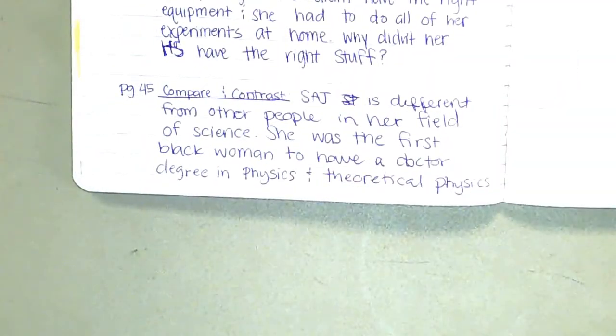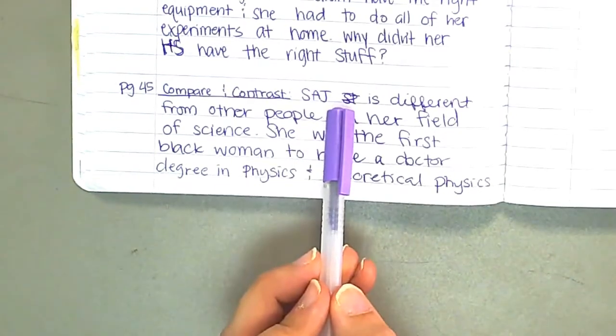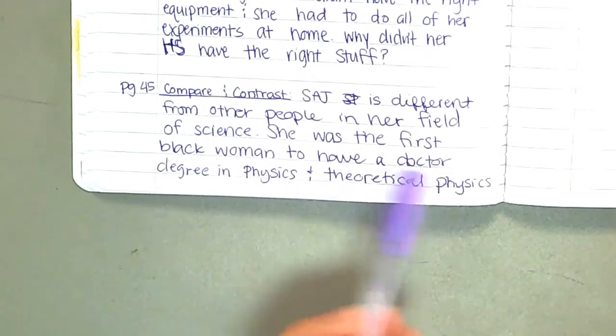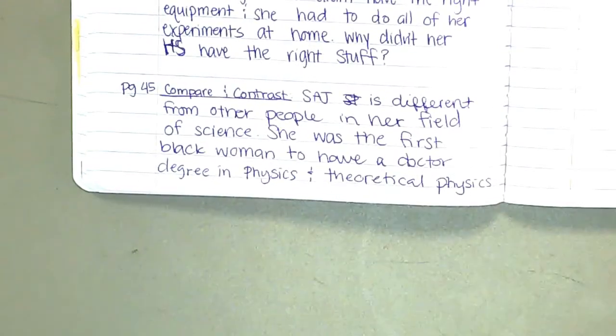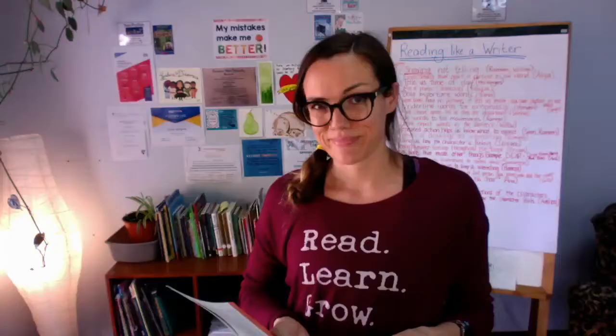Okay, so I've just written, I checked back in the book. Shirley Ann Jackson is different from other people in her field of science. She was the first Black woman to have a doctorate degree in physics and theoretical physics. So two firsts. Pretty cool.